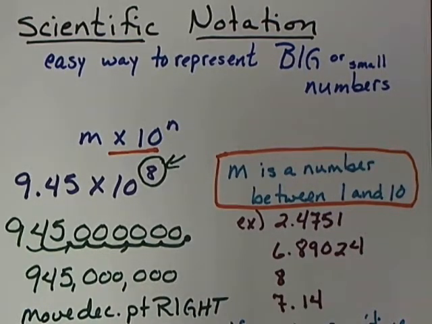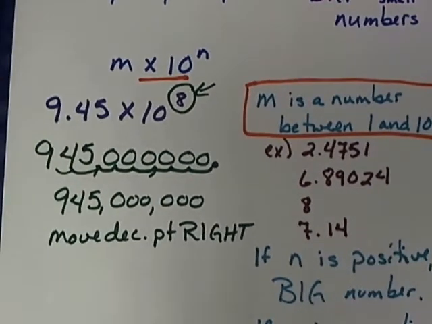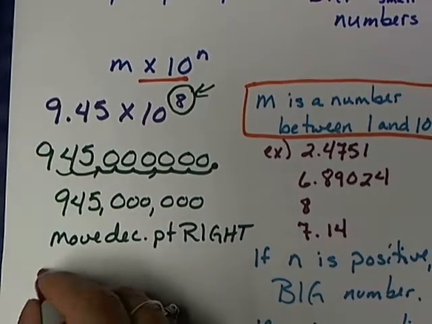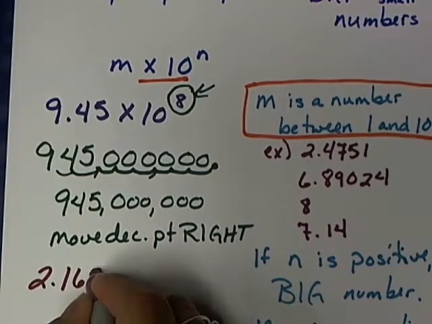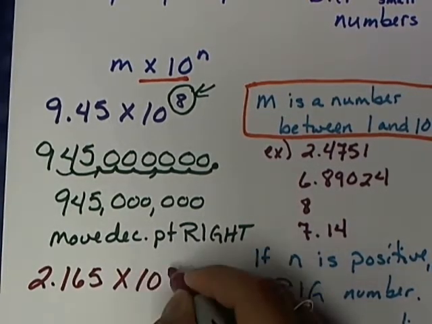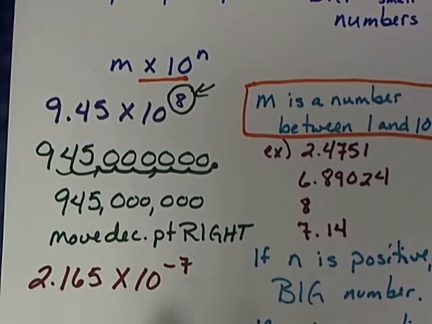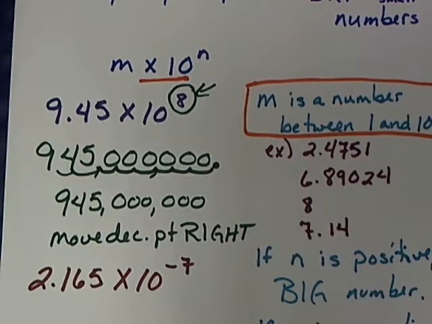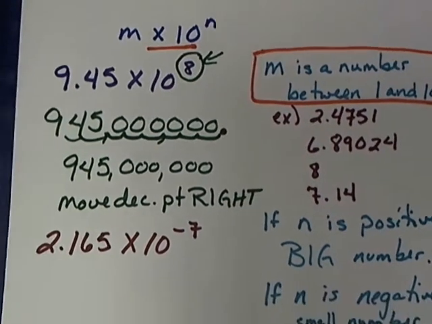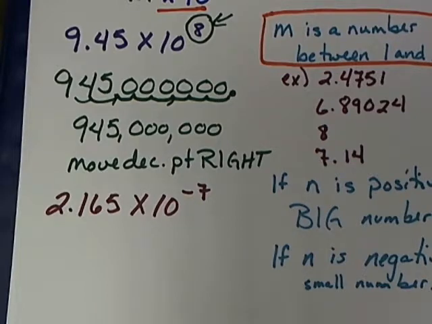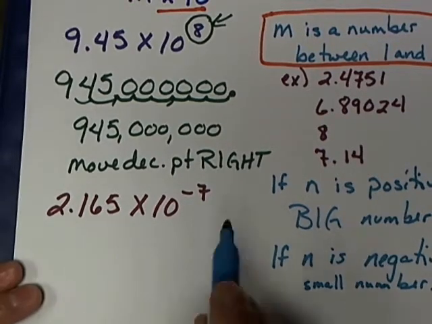If n was negative, we'd move it to the left. So if I had 2.165 times 10 to the -7th, that means that this is an itty-bitty number because I'm dividing by 10. How many 10s am I dividing by? 7 different 10s. Not the number 70. I'm dividing it by 10 times 10 times 10 times 10 times 10 times 10 times 10. So that makes it an itty-bitty number. So I still have the number 2165.